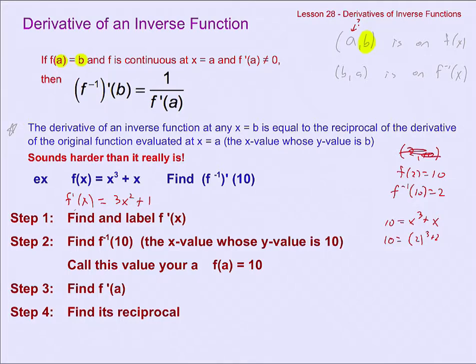So that is the number that goes in here, which is going to be the number we need to find down there. So we're going to find f prime of that 2. F prime of 2, since we just found out what f prime of x is, we can just plug a 2 in there. 3 times 2 squared plus 1 is 13. And so the reciprocal of that, 1 over f prime of 2, is 1 over 13. That is f inverse prime of 10.